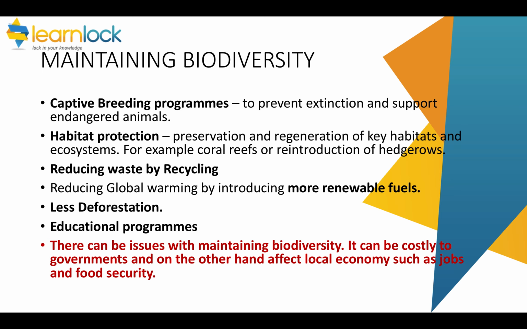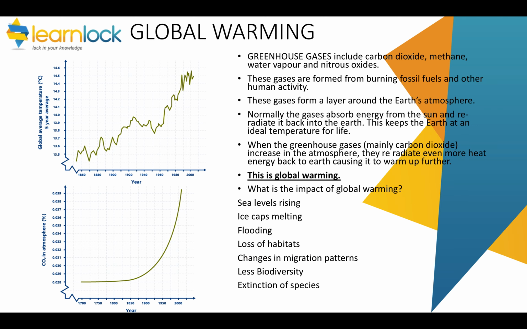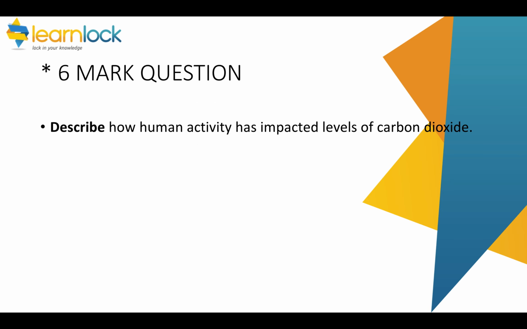But there can be issues with maintaining biodiversity. It is costly to governments to implement these actions, and it can affect the local economy. For example, some of the things that we've mentioned before, like deforestation, bring jobs to an area and food security. So it's about balancing that out and making sure that we're still maintaining biodiversity.